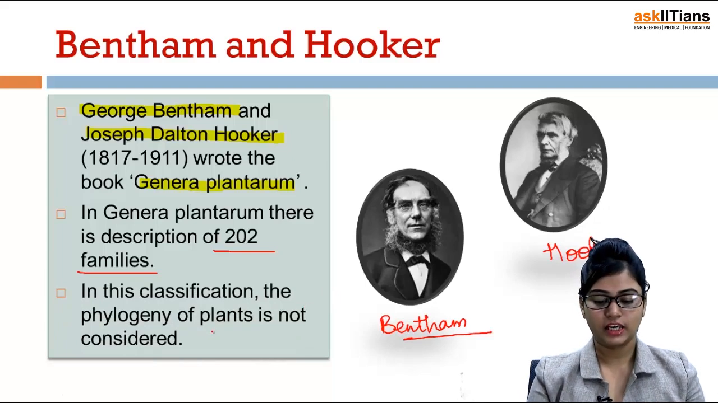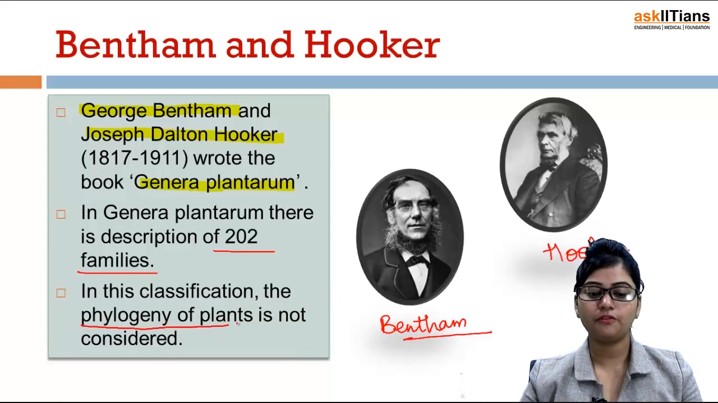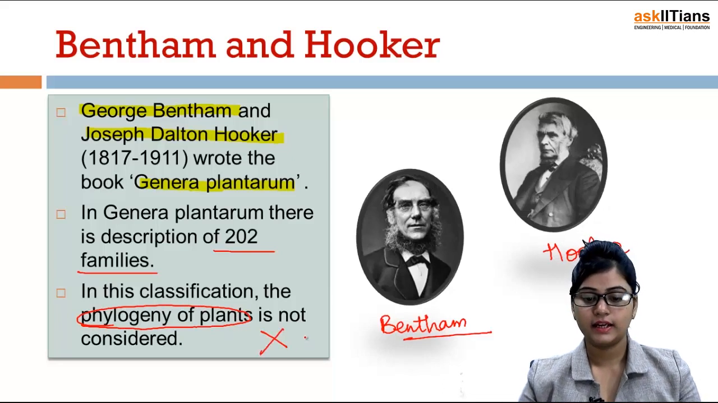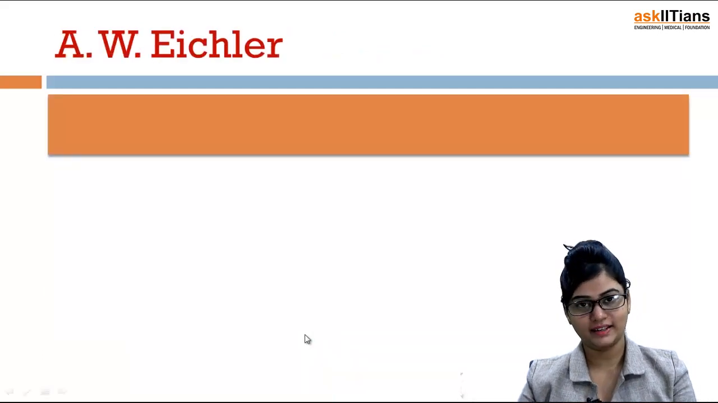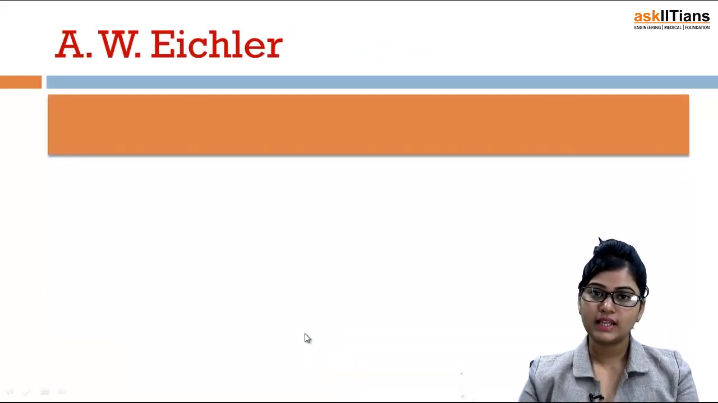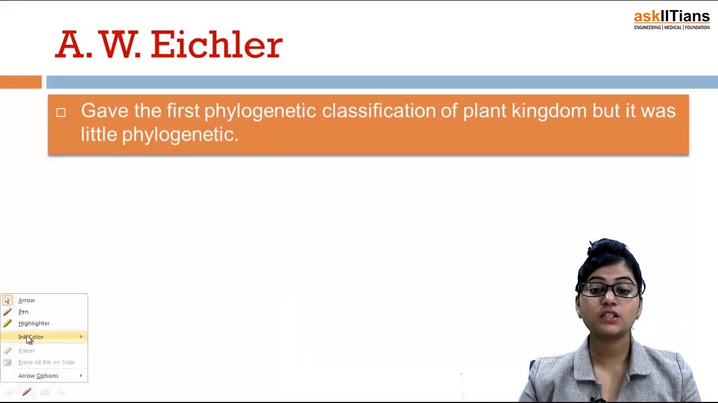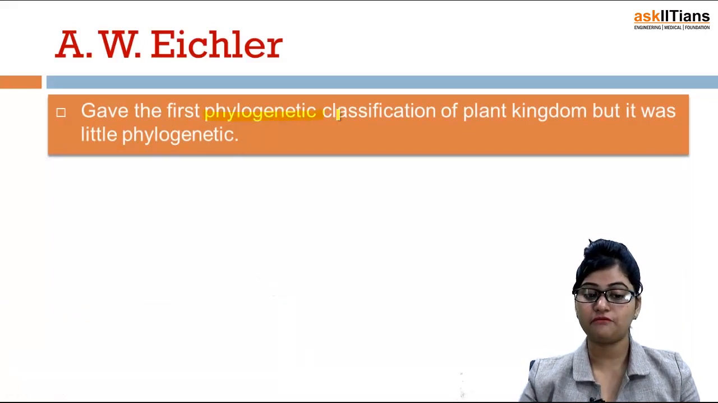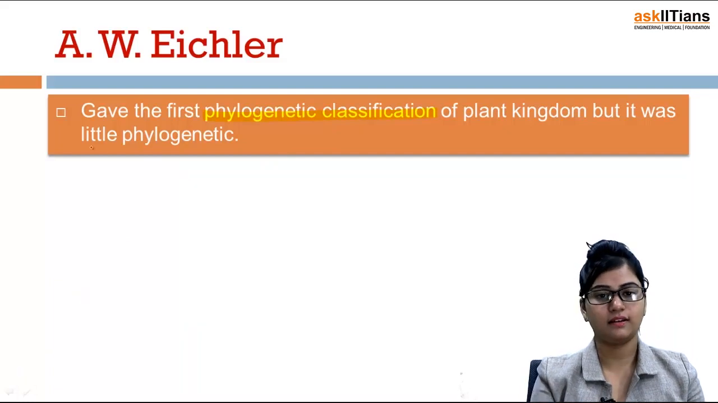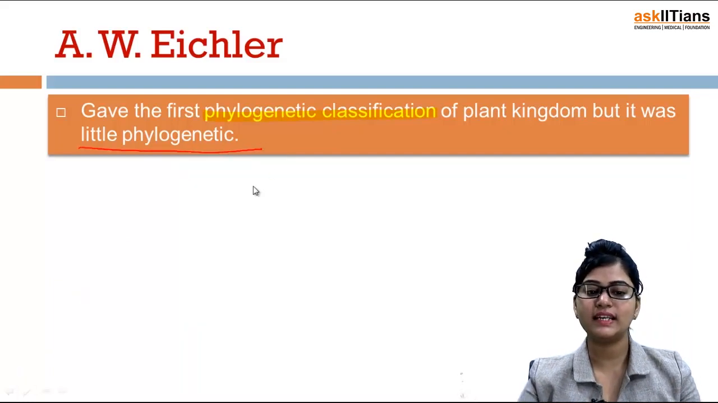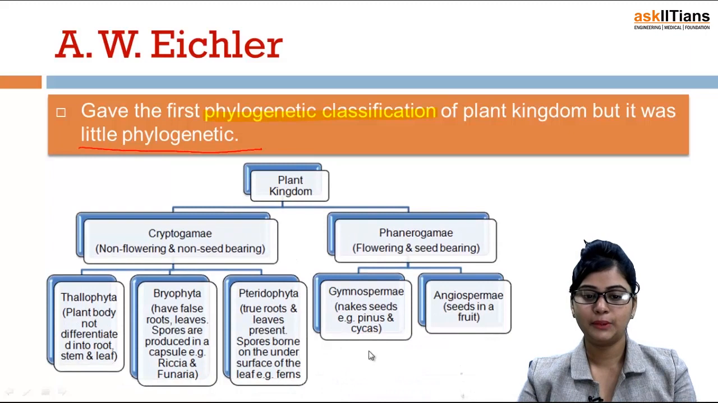In this classification, the phylogeny of plants is not considered. So they did not consider the phylogeny of plants. Now the scientist A.W. Eichler gave the first phylogenetic classification of the plant kingdom, but again with a drawback, that it was only slightly phylogenetic.